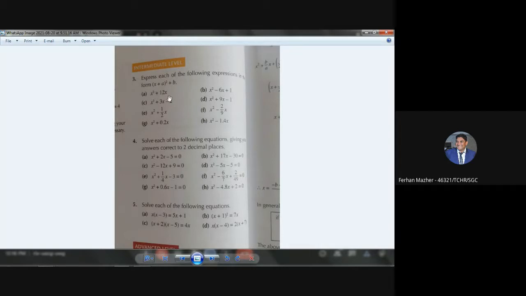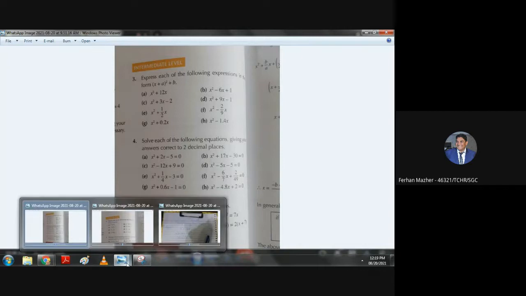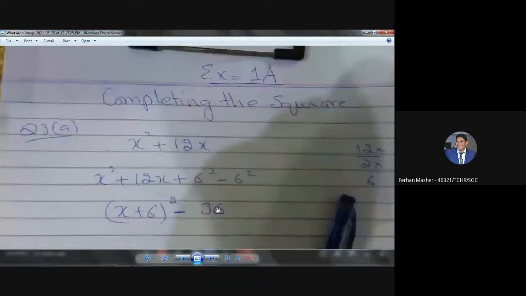The given expressions are in the form of quadratic. Quadratic means that the maximum power of the variable is 2. So on your screen, you can see a question which is showing up. The expression is given, it says x square plus 12x, and we want to convert this into that form. So the method is very simple.